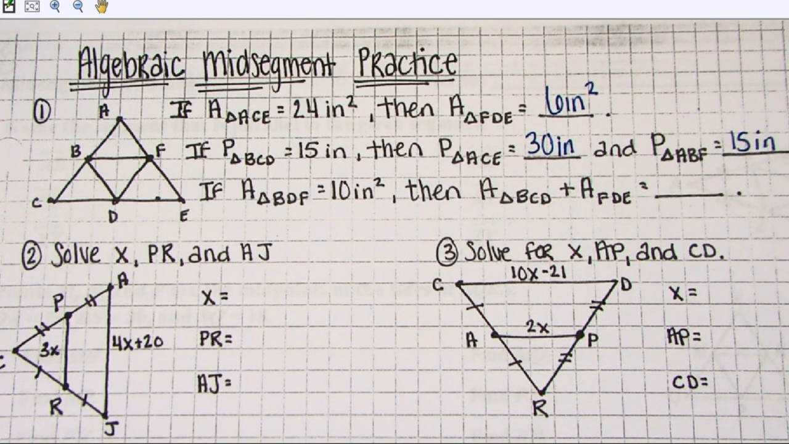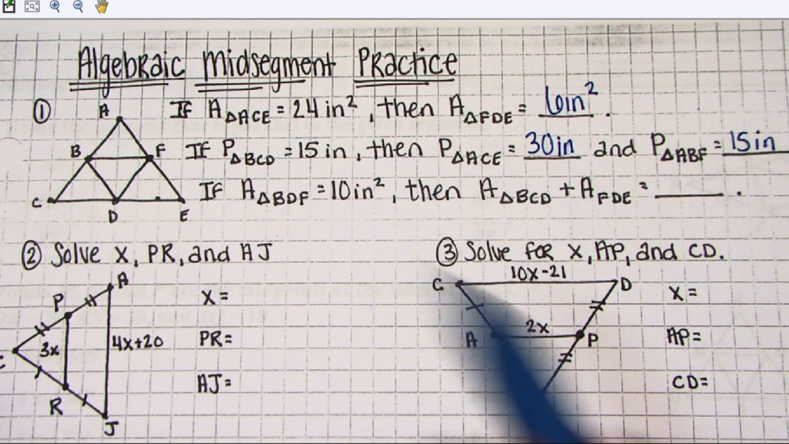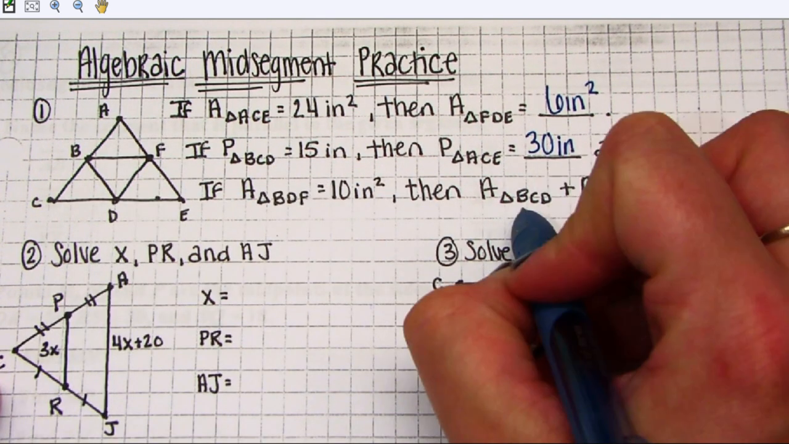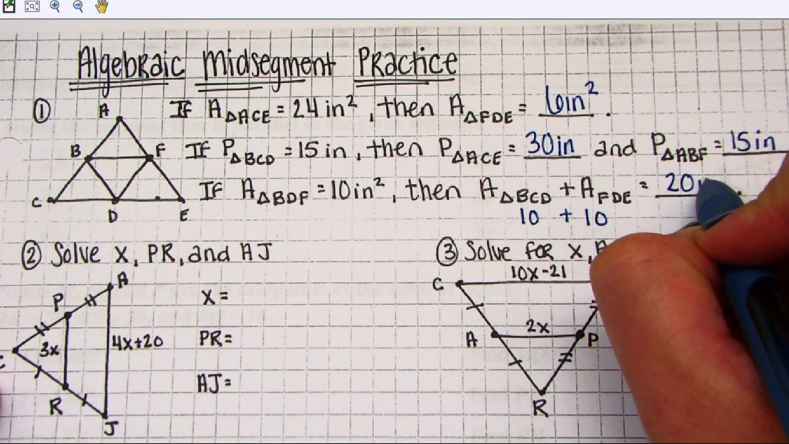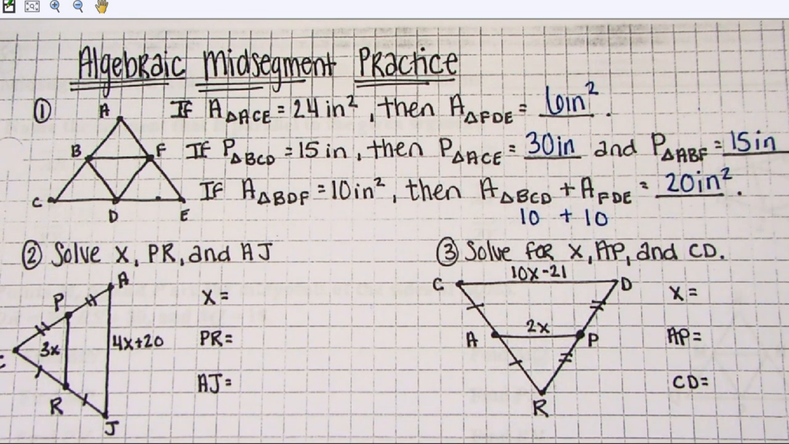Not 30, it's 20. How did you get 20? Added 10 plus 10. Good. The area of all of the little triangles is 10. So this area is 10 and this area is 10, giving us a total area of 20 inches squared. So things to remember about mid-segments. Perimeter: to find the perimeter of a little triangle, you divide the big perimeter by 2. Area is a 4th.